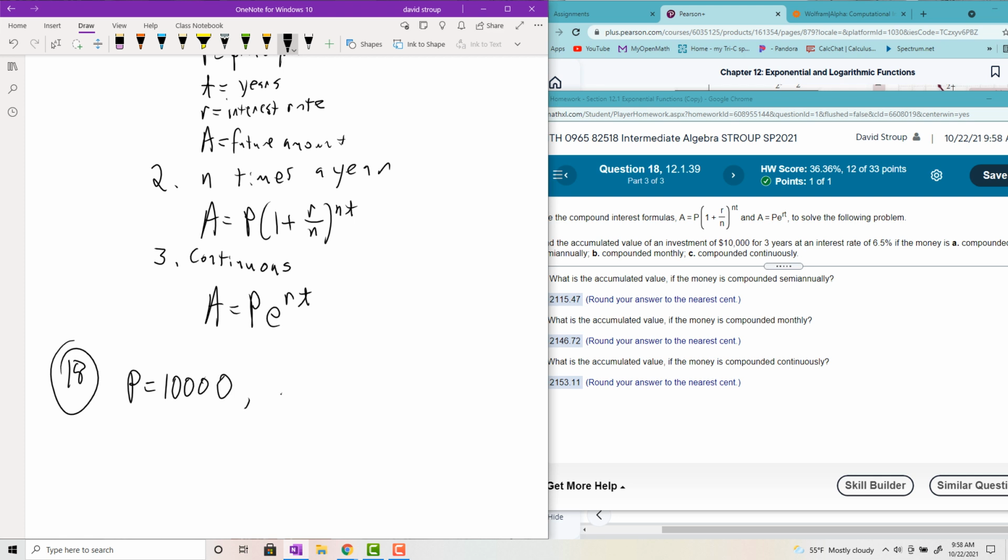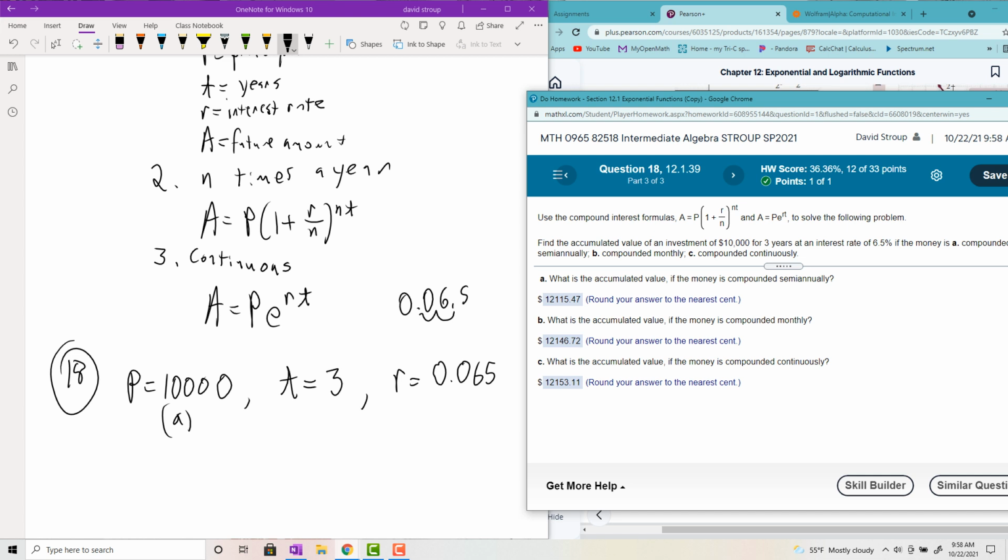It's going to be put in the bank for 3 years, so T is 3. The interest rate is 6.5%, but you need it as a decimal for the formula. So if you have 6.5%, you move the decimal over 2 places. So the rate in decimal form is 0.065. First, we want to figure out the accumulated amount if it's compounded semi-annually.